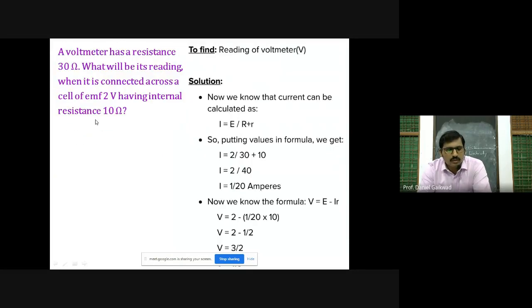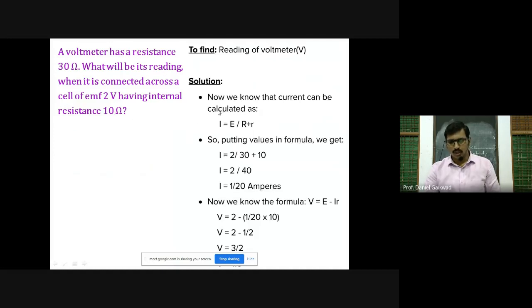Now similarly, the next problem that we have been given, check carefully. A voltmeter has a resistance of 30 ohm. What will be its reading when it is connected across a cell of EMF 2 volt having internal resistance 10 ohm? Very easy problem. A voltmeter has a resistance of 30 ohm. What will be its reading when it is connected across a cell of EMF 2 volt having internal resistance 10 ohm?